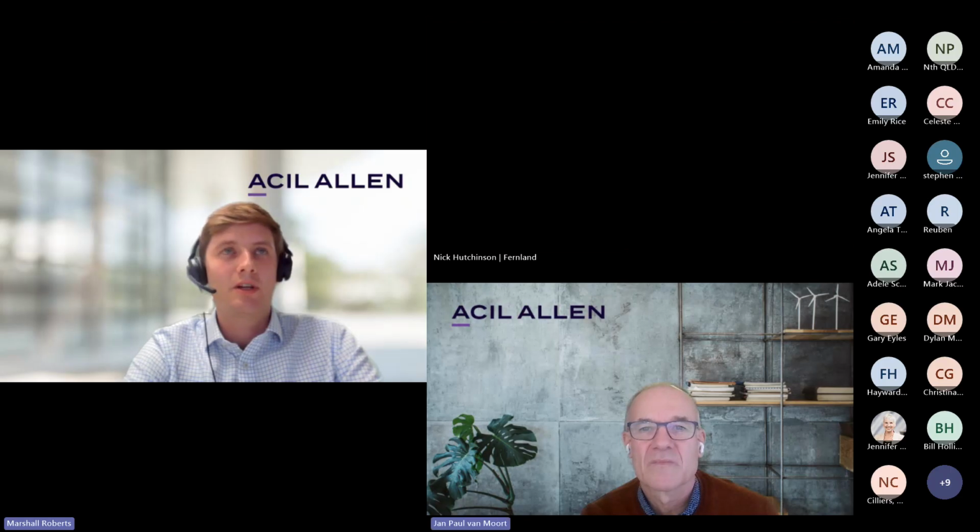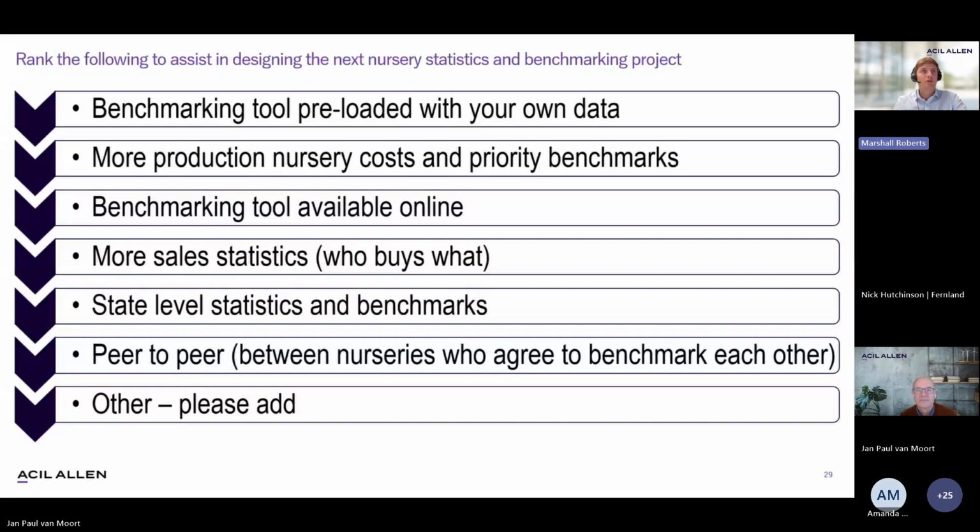While we wait, JP, I can see that 10 people have voted. Okay. So the gentleman who spoke before, and I've put those things back up, which one's the most important to you? Number 3, benchmarking tool available online. Okay, so through some sort of portal? Correct. Probably followed by number 2. Oh, sorry, the first one, the benchmarking tool preloaded with your own data. Yep. I think that would be great.